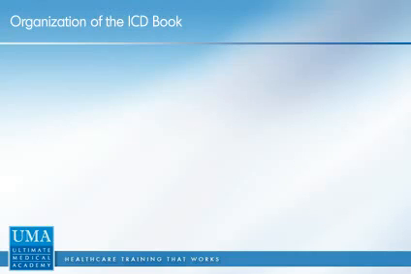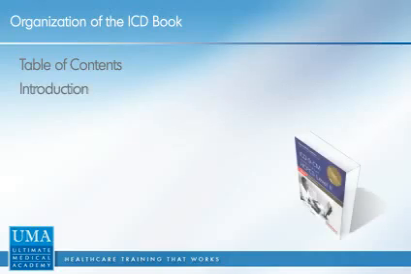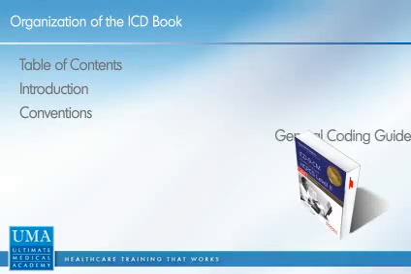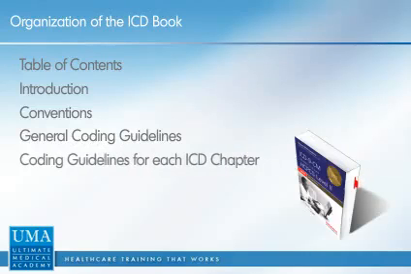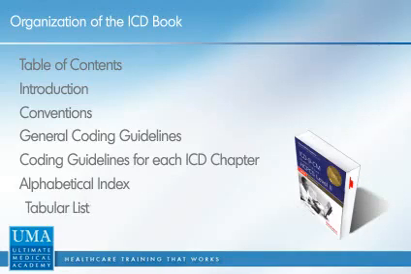Starting at the front of the book, it is organized as follows: Table of Contents, Introduction, Conventions, which describes the symbols, instructional notes, and abbreviations used in the ICD book. General Coding Guidelines contains general information on how to use the ICD codes. Coding guidelines for each ICD chapter. Each chapter guideline goes into detail about special considerations for selecting codes for problems in that section of the ICD book. Alphabetical Index, Volume 2, and a tabular list containing a numerical list of codes, Volume 1.